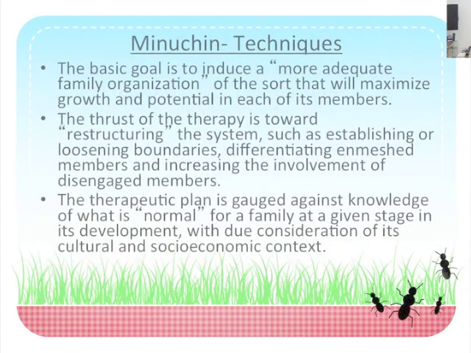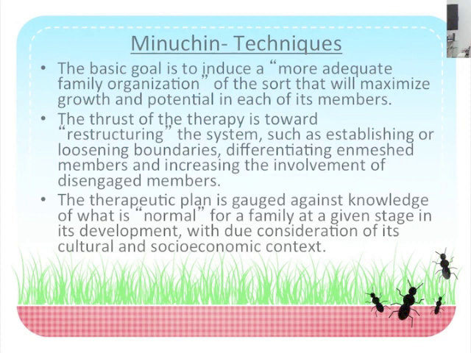The basic goal is to induce a more adequate family organization of the sort that will maximize growth and potential in each of its members. The thrust of therapy is towards restructuring the system, such as establishing or loosening boundaries. I like this idea because there's no one way of being as a family. There are so many different ways to be in the world. But if it's not working, then let's see if we can change it in a way that does work for the family. What works for one family might not work for another, so it's not like a recipe book.